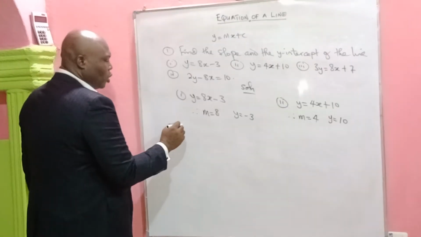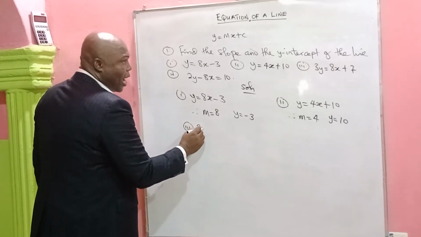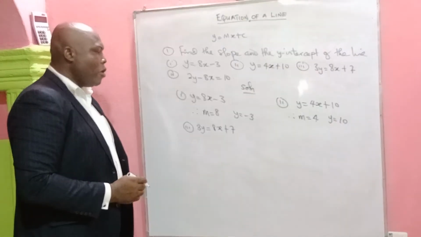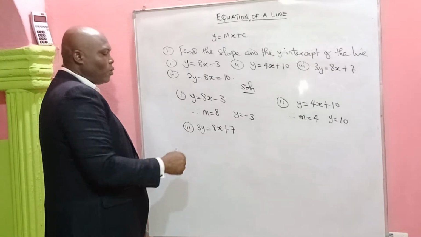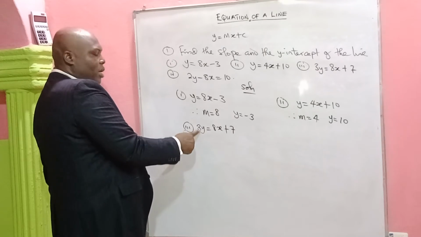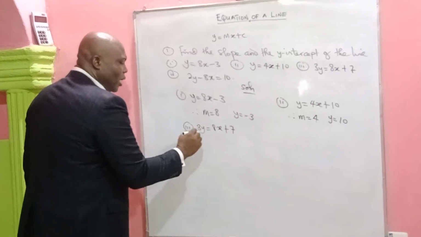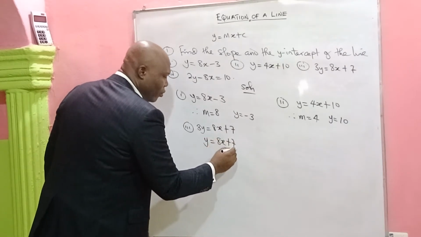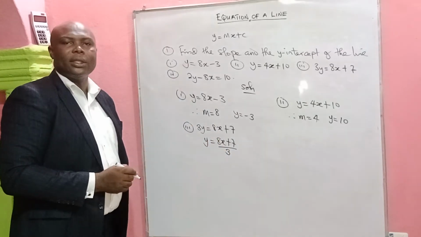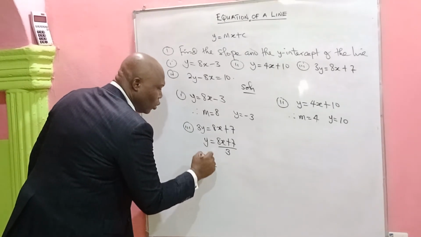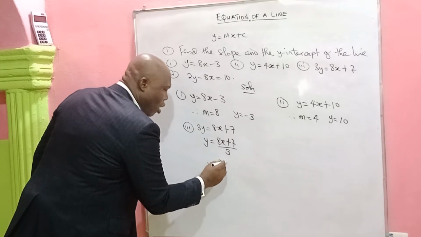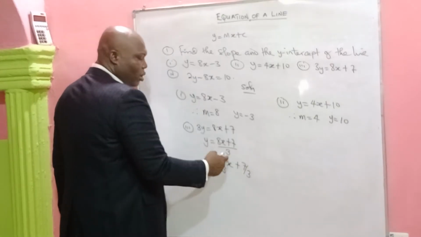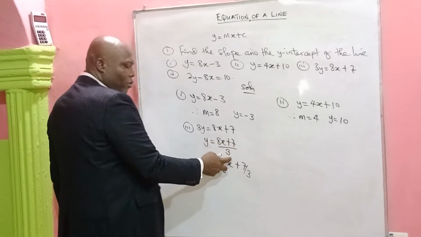Okay, so if you have the third one, where you're given 3y is equal to 8x plus 7. Here, for us to find the slope and the y-intercept, we must first make y the subject of formula, because we have a number in front of y. So y will be equal to 8x plus 7 divided by 3, which means y will be equal to 8 over 3 of x plus 7 over 3.